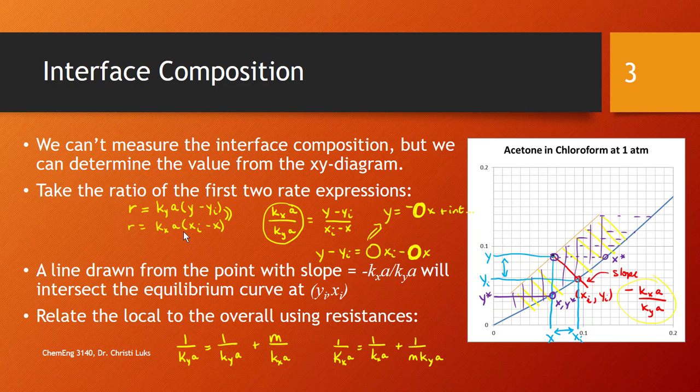And then we talked about how we can estimate the interface composition by comparing the first two rate expressions and coming up with an expression for the slope of the line from the operating line to the equilibrium curve, and that will be a line of slope negative kx over ky, because you'd want this as y minus yi over x minus xi.